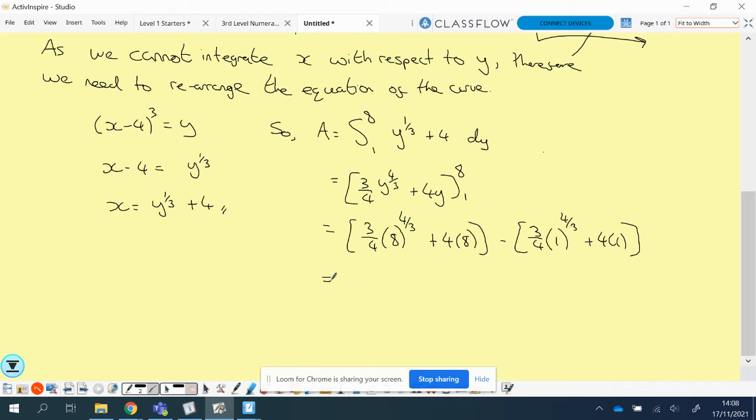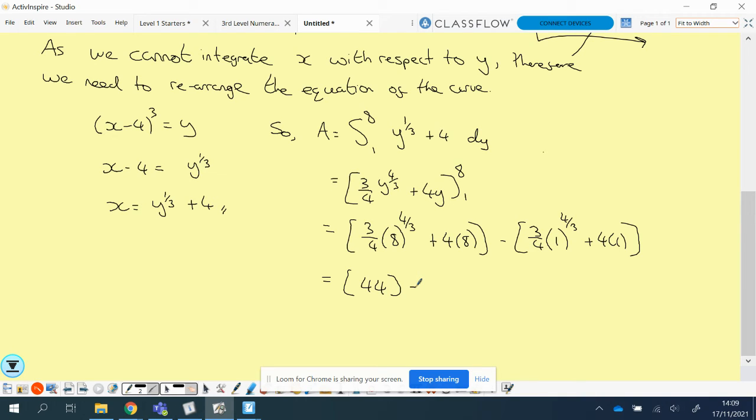8 to the power 4 thirds. The cube root of 8 is 2, to the power 4 is 16. If I then divide 16 by 4 and times it by 3, I get 12. So 12 plus 4 lots of 8, so that's 32 plus 12, which is 44. So 44 for the first bit.